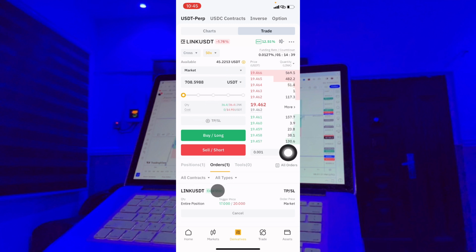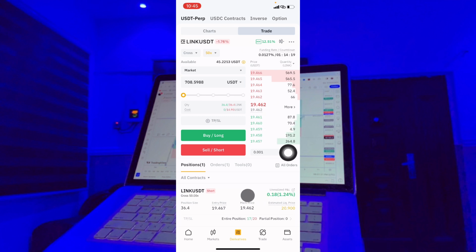If you want to know how much you are currently making, click on the positions bar here. So when you click on the position bar, we have unrealized PNL. So the unrealized PNL shows how much you are currently making on the trade. So you can see on this trade, I've just made 0.1 cents.